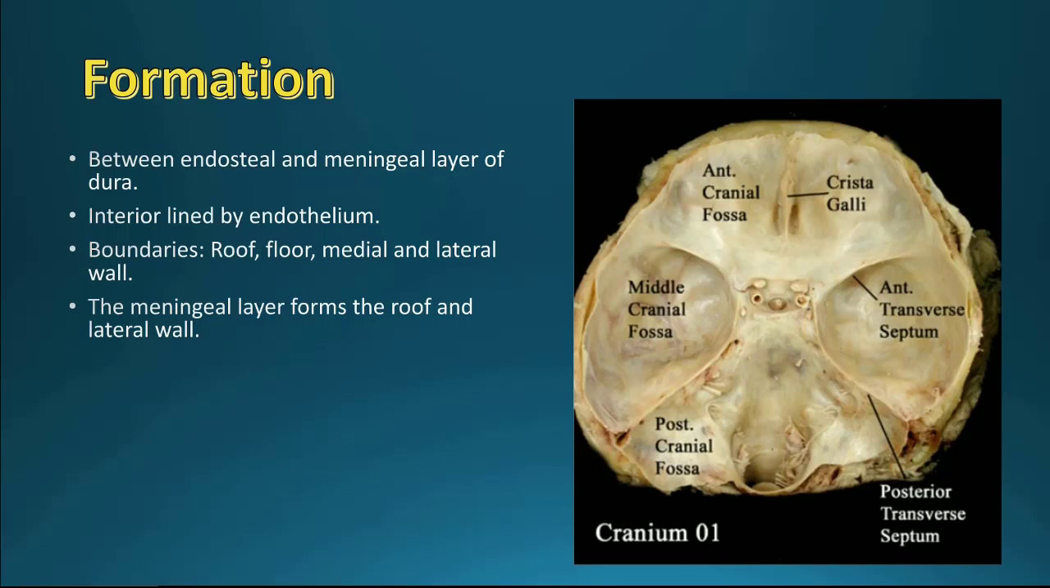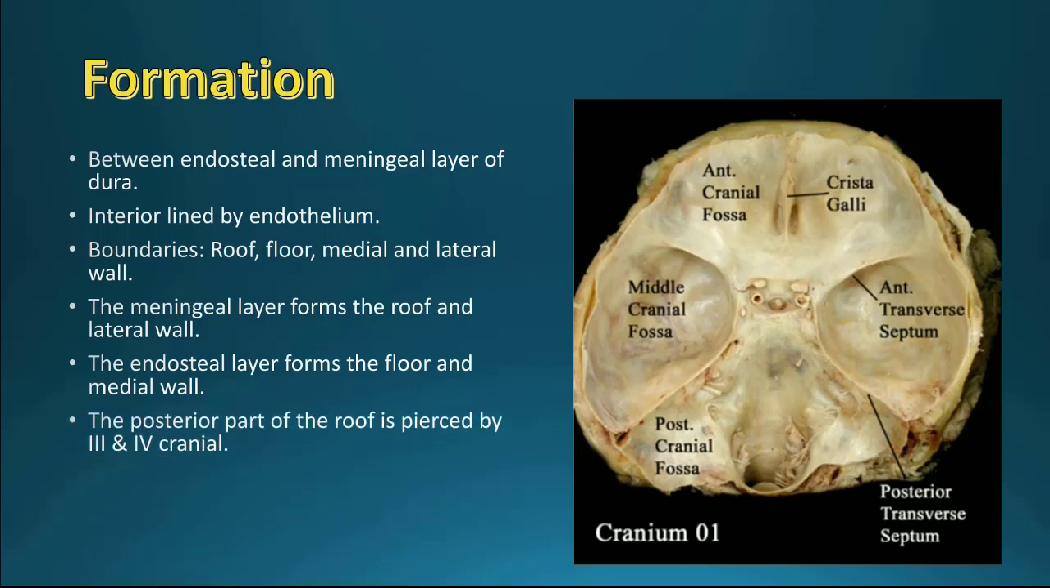Now the roof is actually pierced by two structures. Mainly in the posterior part, you can see this structure which is piercing the roof is the oculomotor nerve, and of course even the trochlear nerve pierces the roof. Now this happens where the attached border of the tentorium and the free border of the tentorium cross each other.